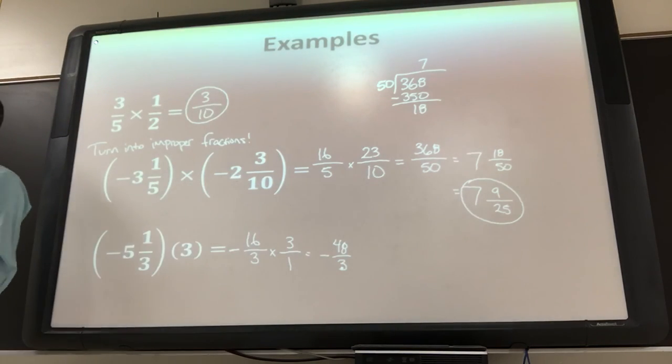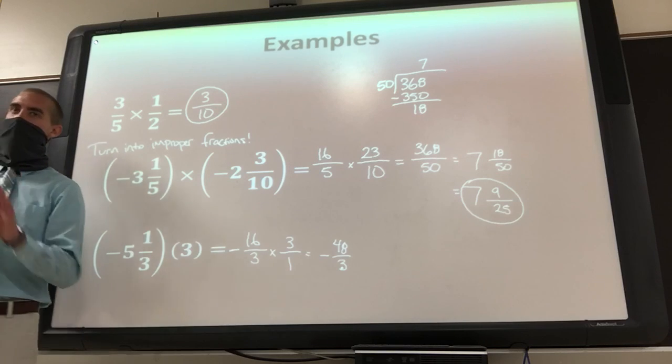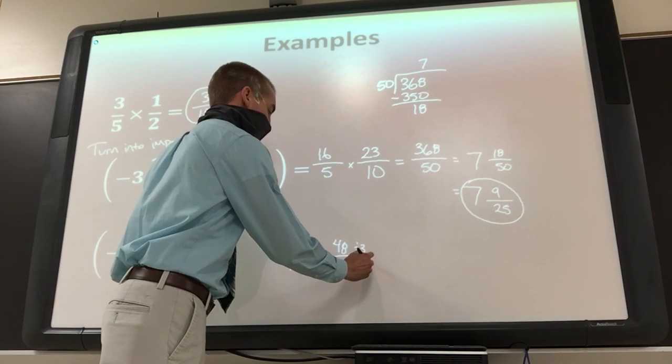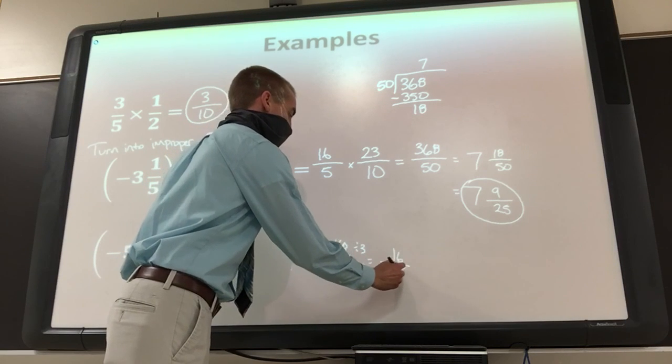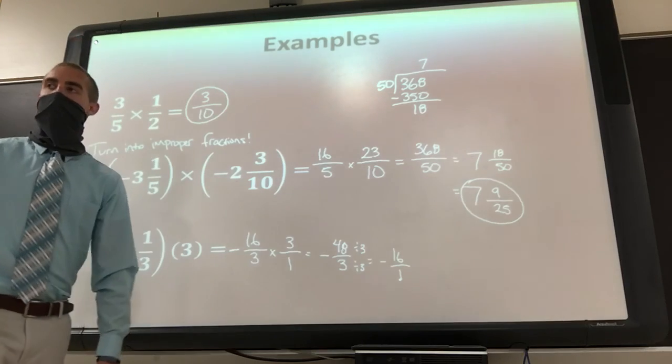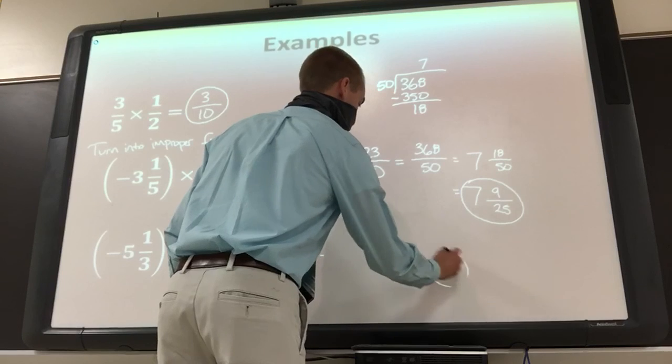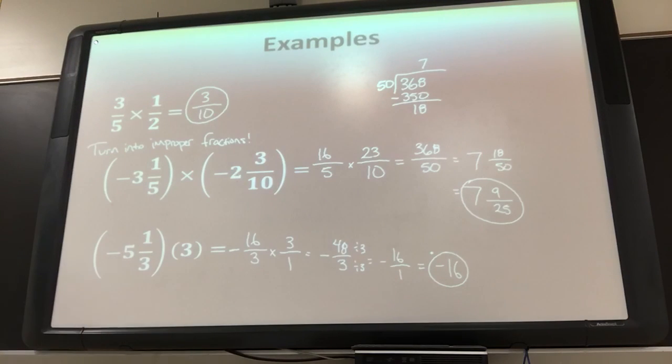48 and 3 can be divided by something. What can they both be divided by? Abdullah? Divide them both by 3. You're going to get negative 16 over 1. Or we could just write that as negative 16. So negative 16 would be our answer there. Any questions?